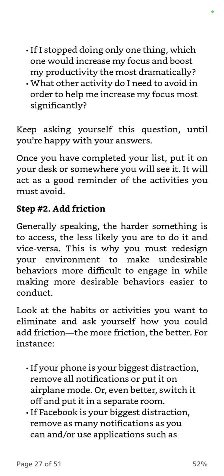Once you have completed your list, put it on your desk or somewhere you will see it. It will act as a good reminder of activities you must avoid. Step 2. Add friction. Generally speaking, the harder something is to access, the less likely you are to do it, and vice versa. This is why you must redesign your environment to make undesirable behavior more difficult to engage in while making more desirable behaviors easier to conduct.